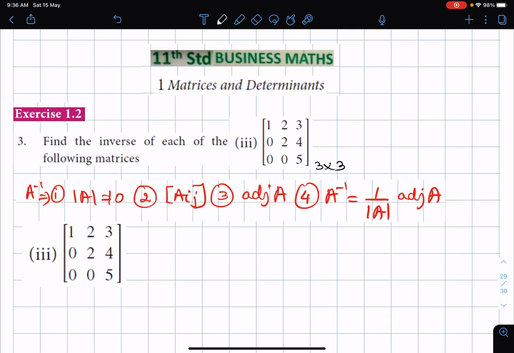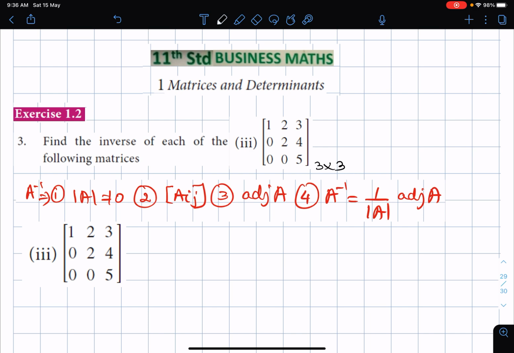So for A inverse, you have got 4 steps. To make it easy to remember, you have got the 4 steps. If you remember these 4 steps, you can find the inverse for any type of matrix. It can be 2 cross 2, 3 cross 3, or 4 cross 4. It is only up to 3 cross 3 in your syllabus, so no need to worry, 2 cross 2 and 3 cross 3.